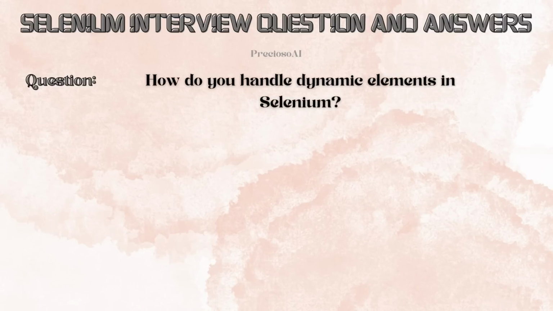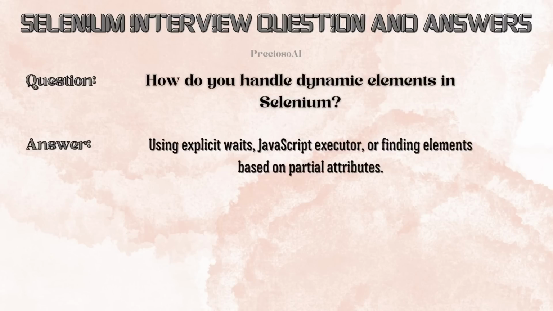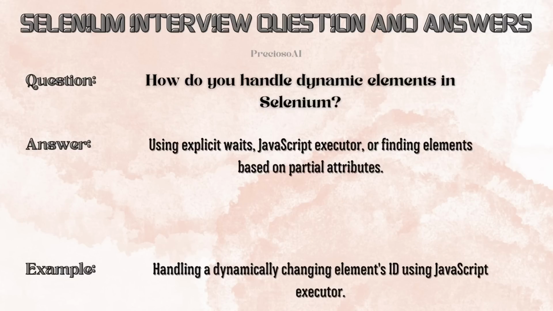Next question: how do you handle dynamic elements in Selenium? And the answer is using explicit waits, JavaScript executor, or finding elements based on partial attributes. For example, handling a dynamically changing element's ID using JavaScript executor.